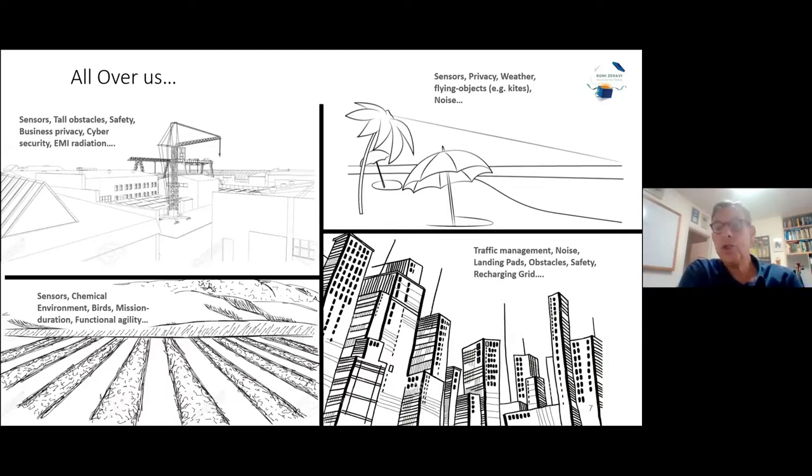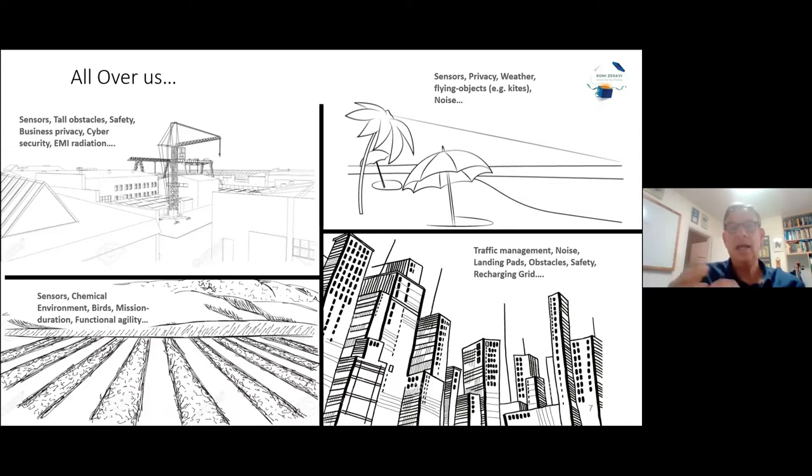If we talk about flying around the beach for some of the missions, we have privacy issues, we have weather issues. We have a lot of flying objects like kites and balloons and many other things. So each of those has their own challenges.